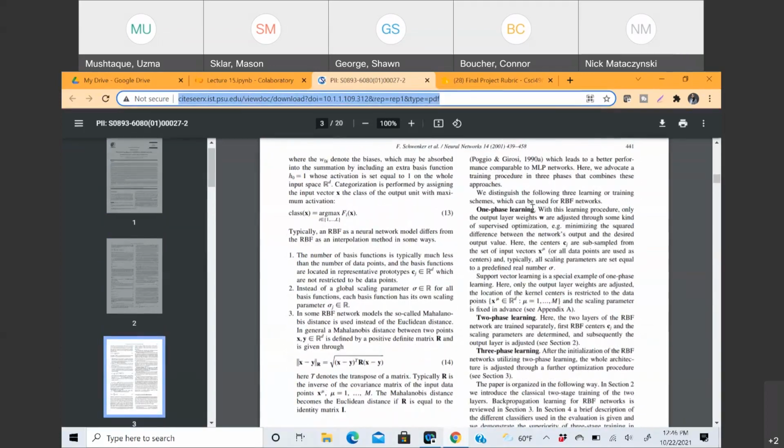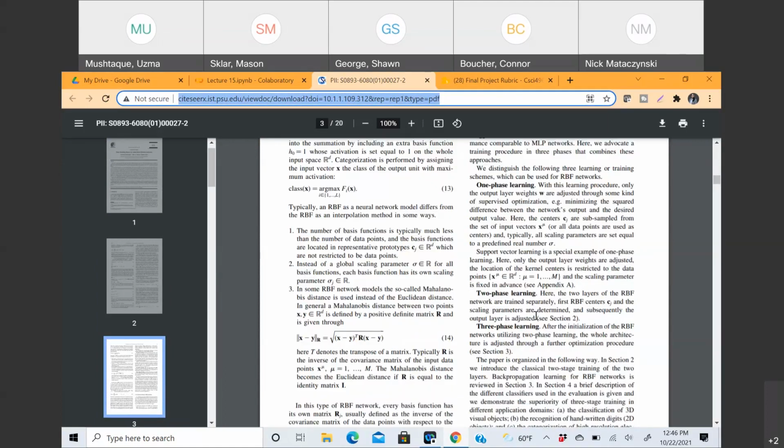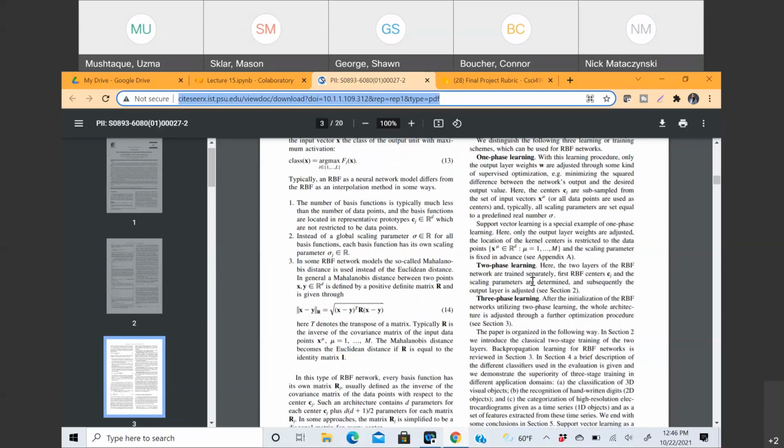The first one is one-phase learning. Only the weights are adjusted, and you're assuming that you already have the prototype vectors and the sigmas defined from some information about the problem or some domain knowledge. The other is two-phase learning, which we just talked about. Ours is a two-phase learning because in my first phase, maybe using k-means clustering, I determined my prototypes and my sigma, and then I solved for my weights. So that's two-phase learning.